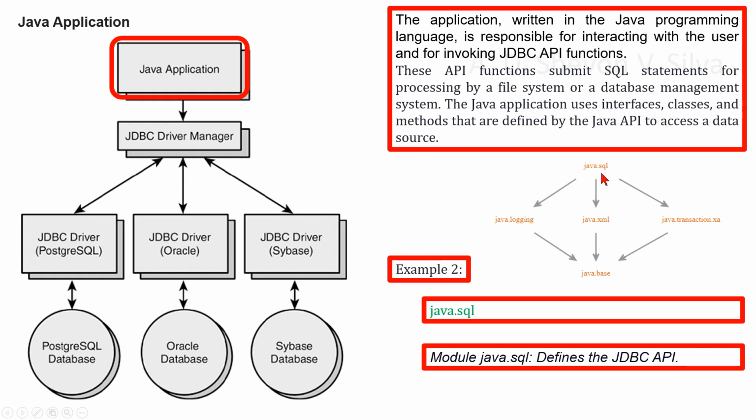Indirect exports: java.util.logging package from the java.logging module, javax.transaction.xa package from the java.transaction.xa module, and javax.xml, javax.xml.catalog, etc. from the java.xml module.